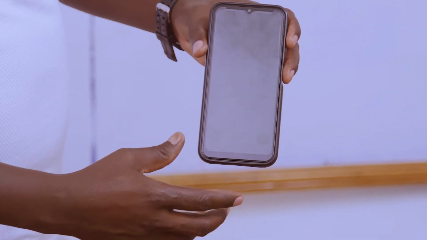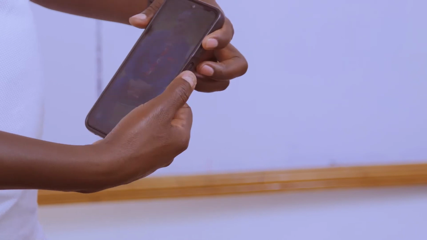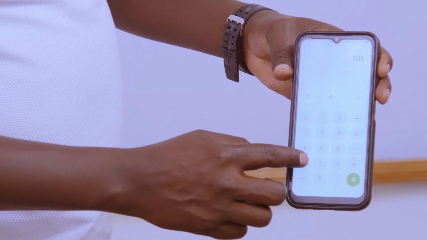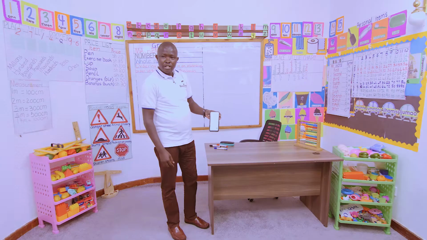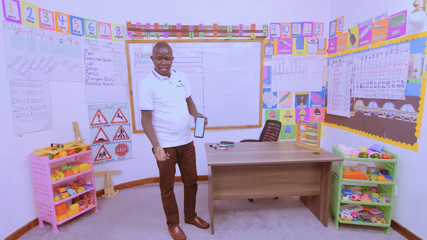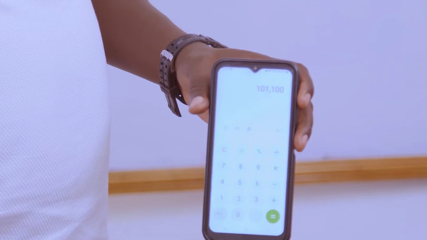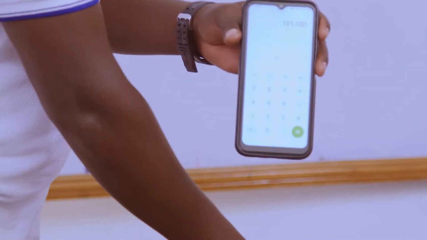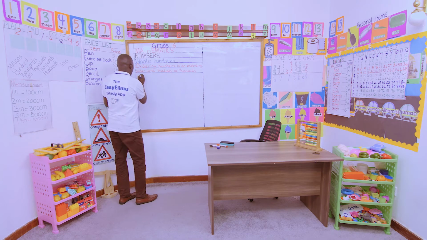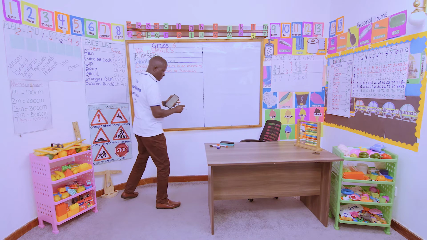For example, what are we keying in? For example, we have 101100. That is a number that we have picked randomly. After you pick that number, write it down so that you may not forget it. That is the first number that we have keyed in, 101100. That is a six-digit number that we have picked.